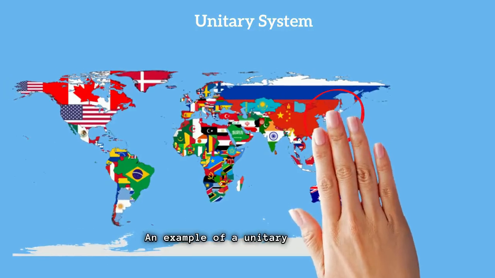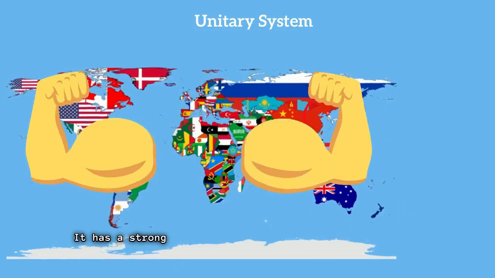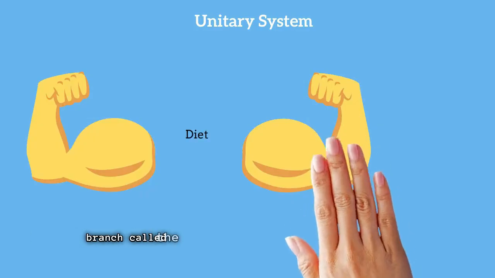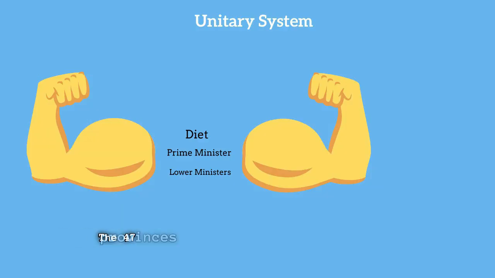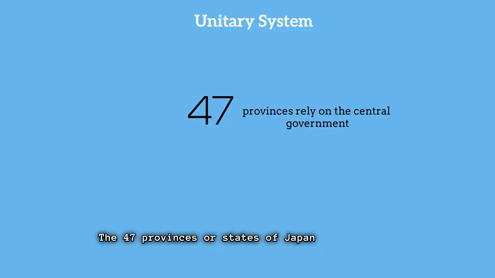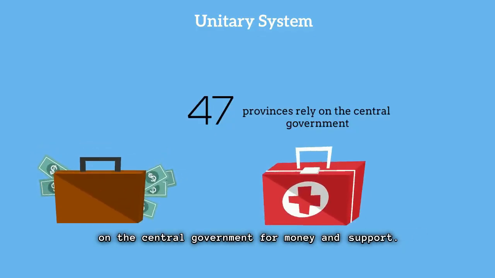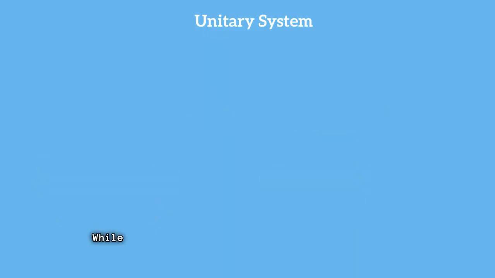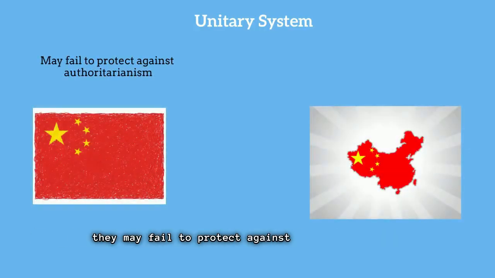An example of a unitary system of democratic government is the country of Japan. It has a strong central government with the legislative branch, called the Diet, and the executive branch, led by the Prime Minister, and lower ministers. The 47 provinces, or states, of Japan rely heavily on the central government for money and support. While unitary governments often have strong unity, they may fail to protect against authoritarianism.